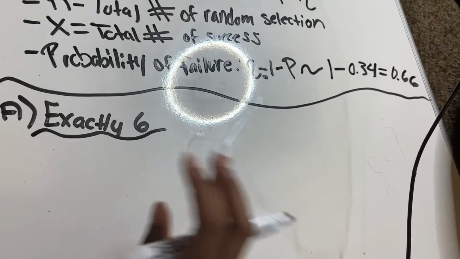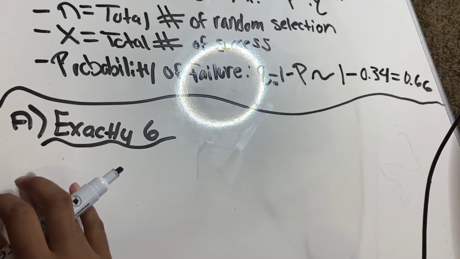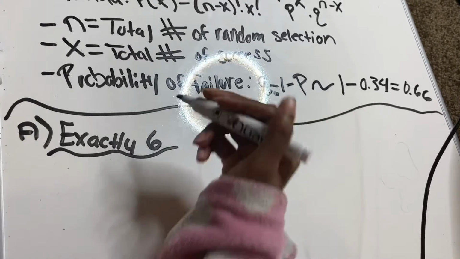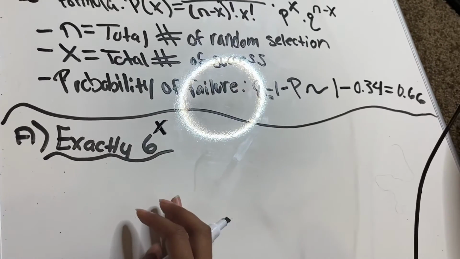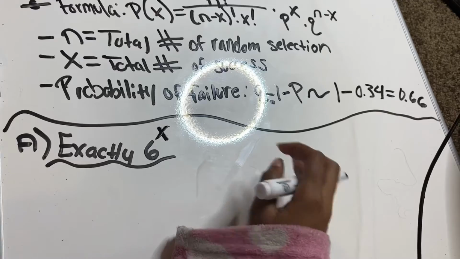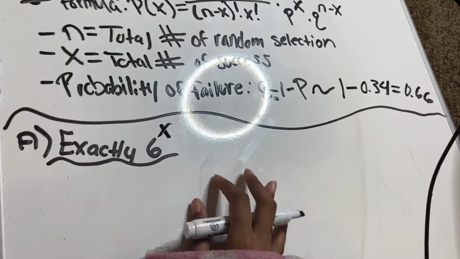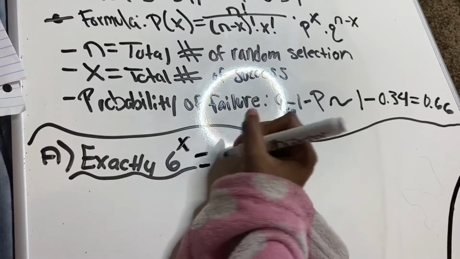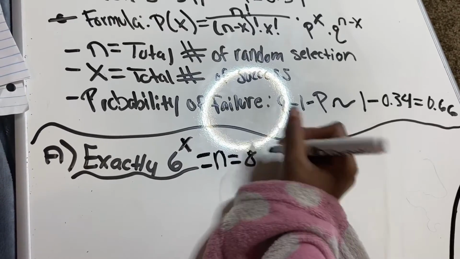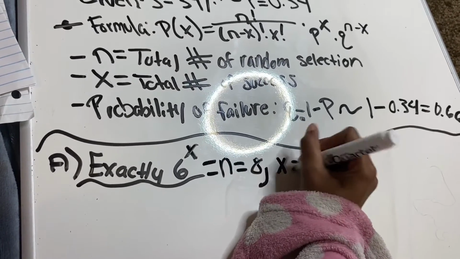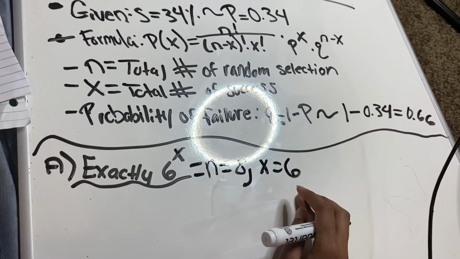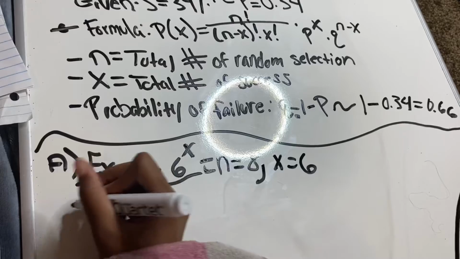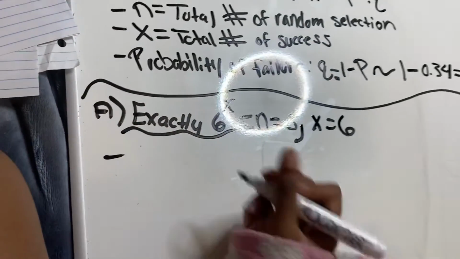All right, so part A says exactly 6. Basically, this is going to be the X in the problem because you're plugging the 6 into the formula. That's basically all you're doing. And you already know that N equals 8, but just in case, write it out to make sure that you remember. So that's how we're going to plug these numbers into this formula. We're going to do it down here real quick.